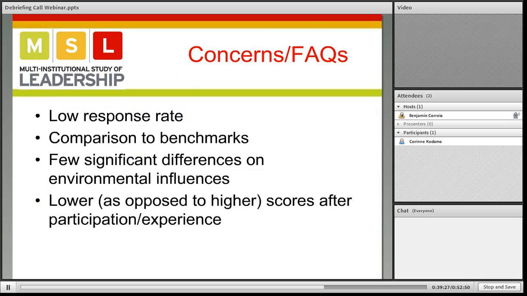There are some frequently asked questions and some common concerns that come up, and so we're not going to go into it in too much detail here, but I wanted to raise them so no one panics if they feel like this is something that they are experiencing.